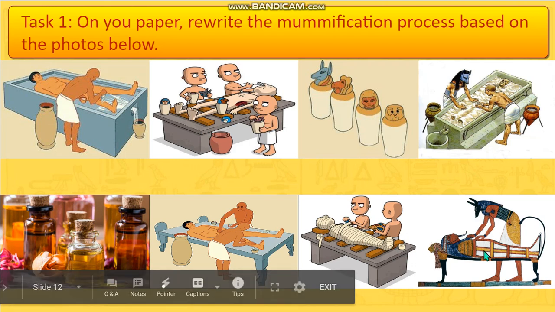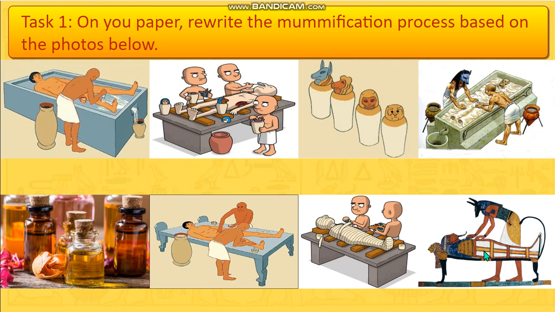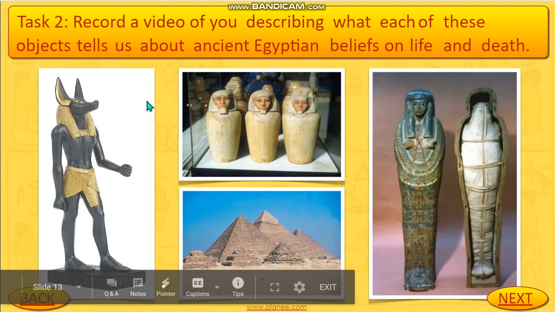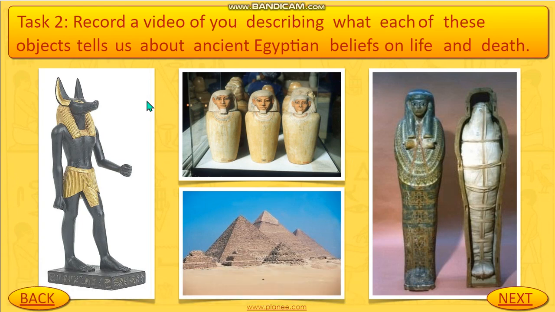Alright, so your teacher can go back to this one later. And of course, you also need to have this task number 2. Okay, so what are you going to do? You're going to record a video of you describing what each of these objects tells us about ancient Egyptian beliefs on life and death.